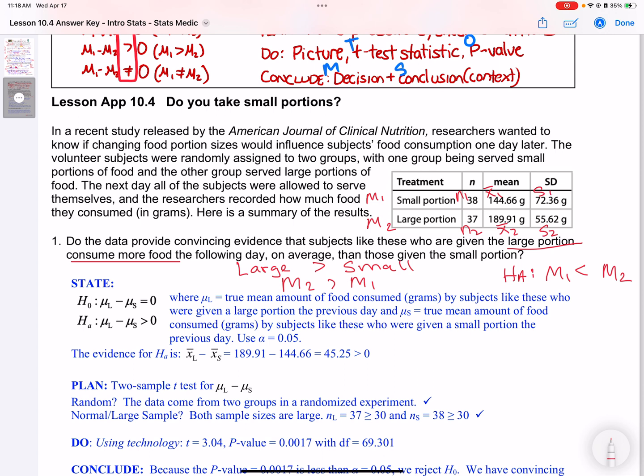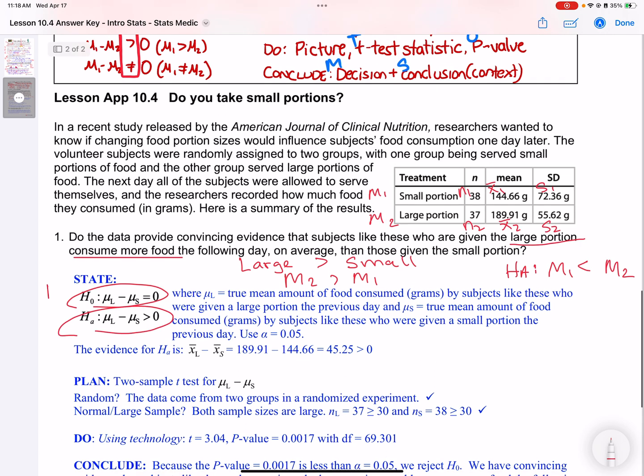So my HO is that they're the same. My HA is that the large is bigger than the small. And then my P, where I'm defining them, is the true mean amount of food in grams of large, and then you could say the small is the true mean amount of food in small, or again, you could do mu large minus mu small, or mu1 minus mu2 is the true difference. And you could write out exactly what I did up here, and then make sure you put large minus small.